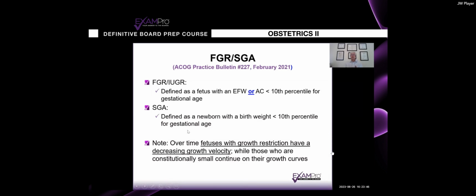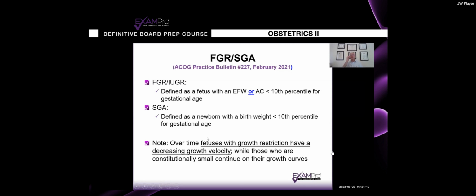So then the question is, doctor, how do you tell the difference between the constitutionally small fetus and the growth restricted fetus, or do you even need to? And the answer is, of course, yes, you do, because the constitutionally small fetus is normal, just a little small. And the growth restricted fetus is because of some underlying maternal, fetal, or placental condition and is at high risk of progressive IUGR and of fetal demise, which the constitutionally small fetus is not.